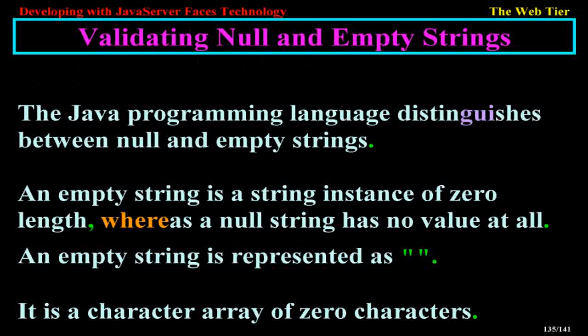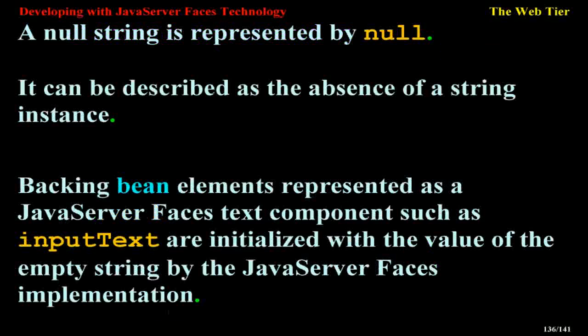Validating null and empty strings. The Java programming language distinguishes between null and empty strings. An empty string is a string instance of 0 length, whereas a null string has no value at all. An empty string is represented as "", a character array of 0 characters. A null string is represented by null. It can be described as the absence of a string instance.